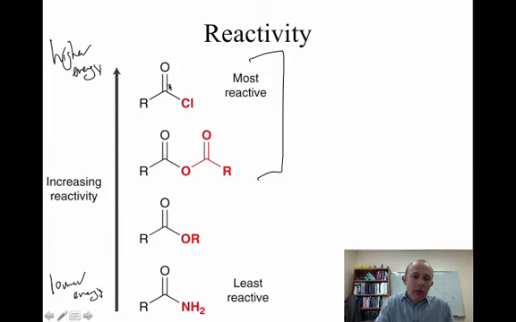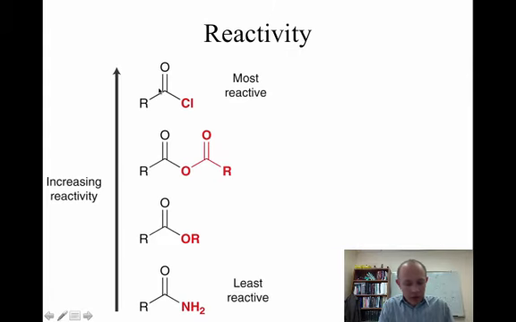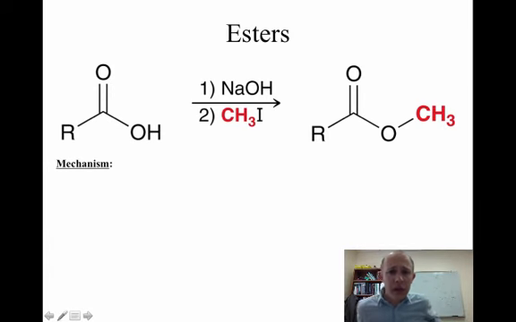So while we can go from acid chlorides to esters, and we can go from acid chlorides to anhydrides, and we can go from anhydrides to esters, we can't go the opposite way. It's easy to go down in energy. It's hard to go up in energy, so that's what we're going to see in this video as well. So to start off with, how do you make an ester? Well, there's a couple different ways you can do it. There's a lot of different ways you can do it.